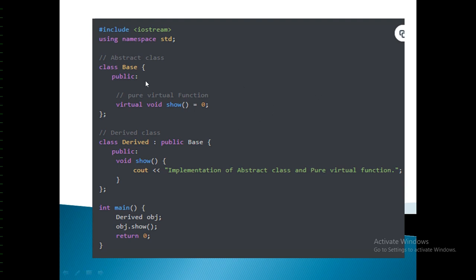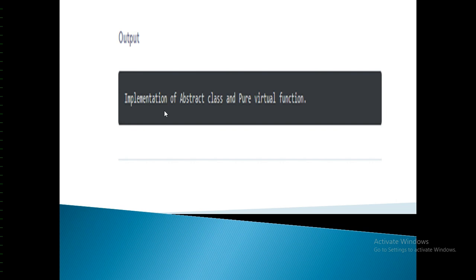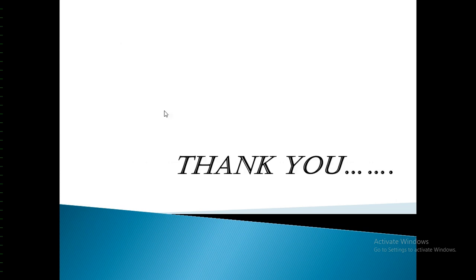Next is another example: virtual void show. This is the virtual function in a class Base. Here the class Base is an abstract class. The derived class is derived from the class Base, and it again has the same function. This function is called with the help of object dot show. It is an object of the derived class, so there is no confusion. With the help of the object, this function will be called, and this function is pure virtual, so this class is an abstract class. So this is the implementation of an abstract class and pure virtual function, and this is the output. Thank you all of you.